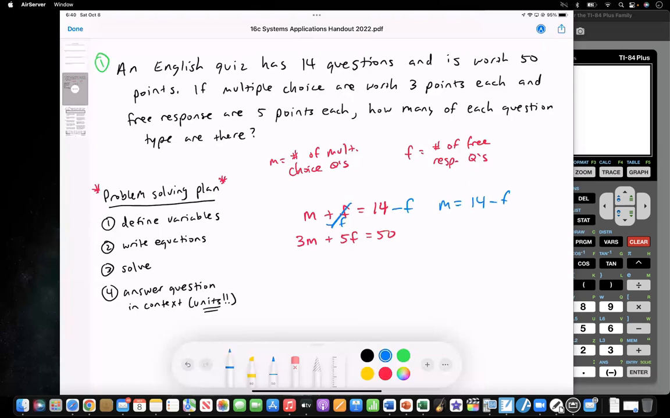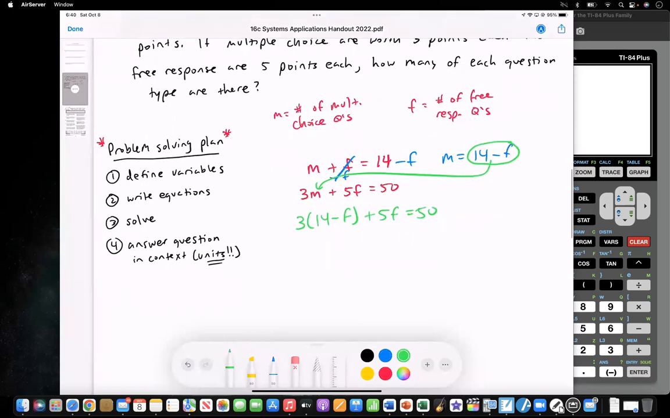Okay, so in the other equation, wherever I see an m, I can replace it with 14 minus f. So right there, I could substitute 14 minus f in. So instead of m, I'm going to do 14 minus f. Okay, and then everything else in the equation stays the same. All right, so now I have an equation with just f, so we should be able to solve for just f. So 3 times 14 is 42 minus 3f.